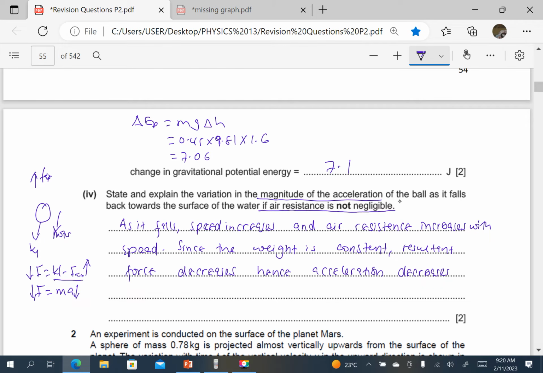Yeah, so since the weight does not change, but the air resistance upwards is increasing, the difference between the weight and the air resistance becomes smaller. That difference is the resultant force, and the resultant force is directly proportional to acceleration. So if the resultant force decreases, the acceleration decreases.